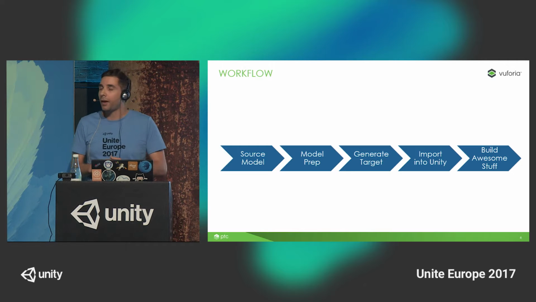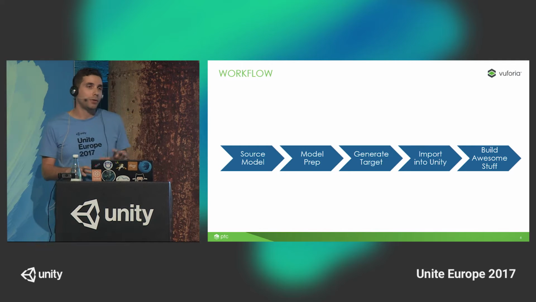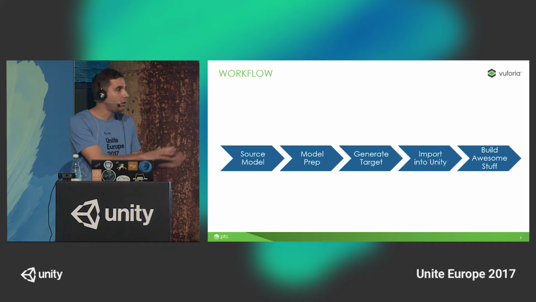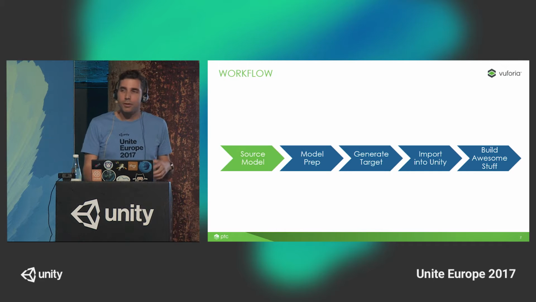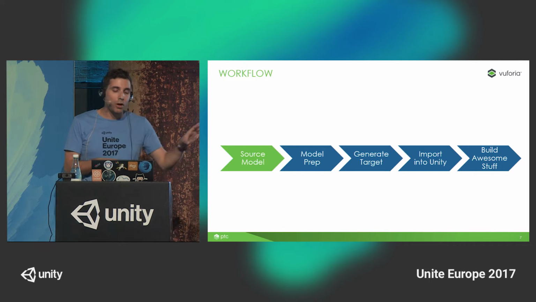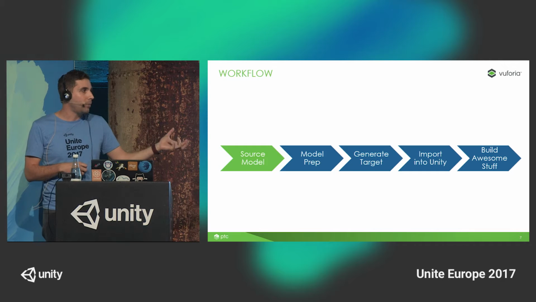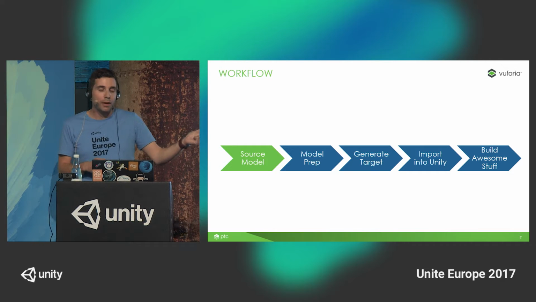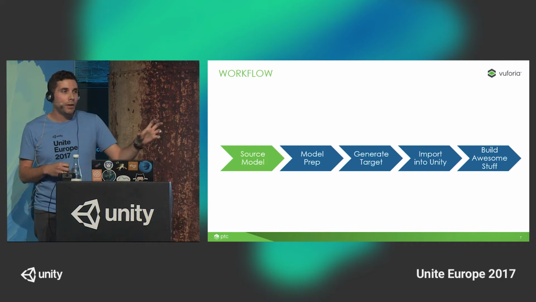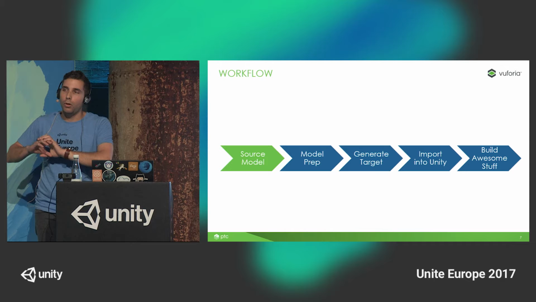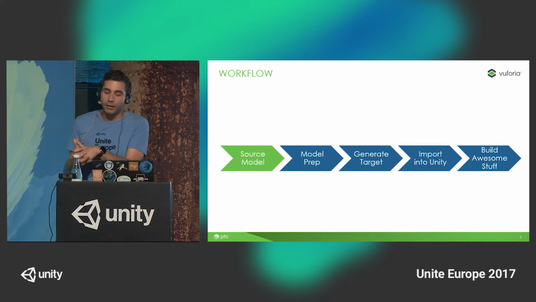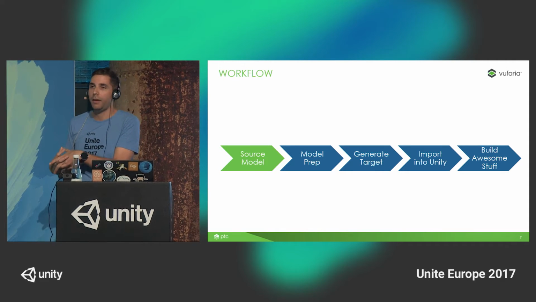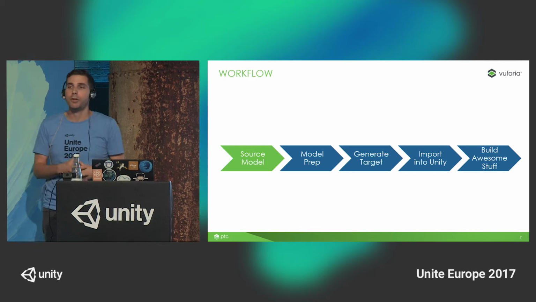So today we're going to be talking about the workflow of what it takes to go from a model all the way to something that you have working in Unity. The steps involved are getting a model, so finding a model that's going to work for you, and doing some prep work. Then obviously we have to go through a process of converting it to something that we can recognize. And then finally, we can start working inside of Unity and making our games or our applications or experiences.